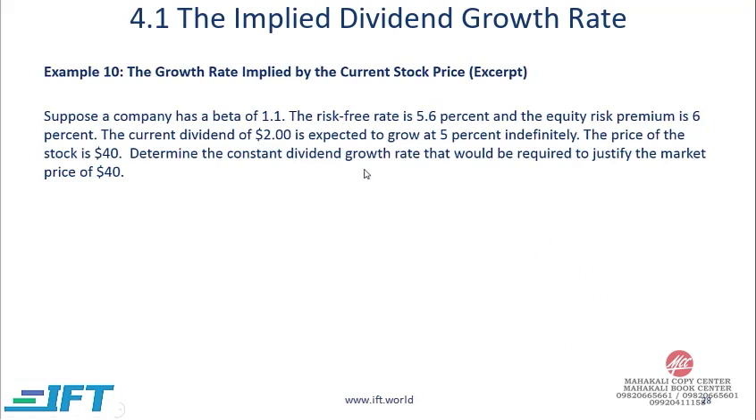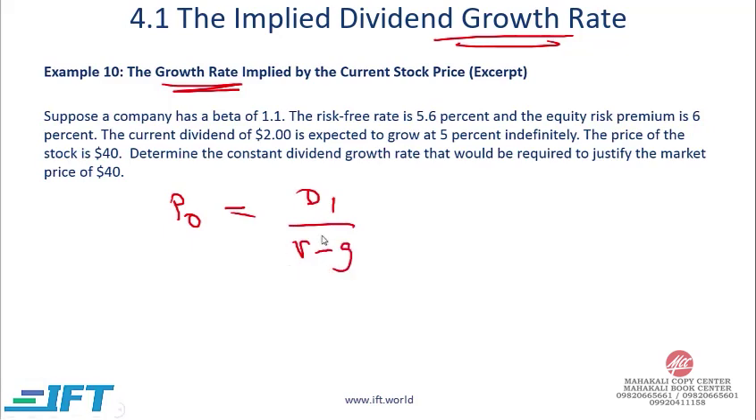The implied dividend growth rate. This is fairly straightforward. It is something that we've seen before. Given a share price and given a required rate of return, can you compute the growth rate that is implied by the current share price? This is just basic algebra. We use the same model that we've been talking about. Assuming efficient markets, P naught is D1 over R minus G.